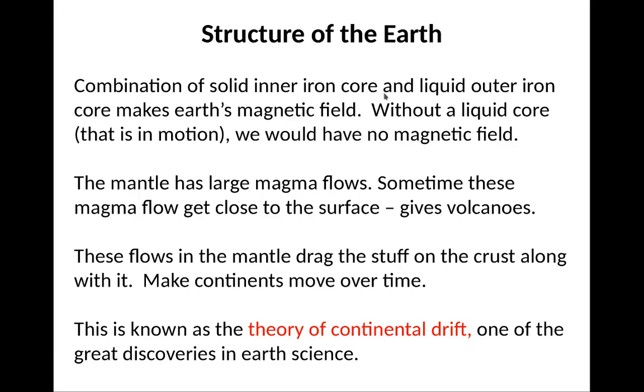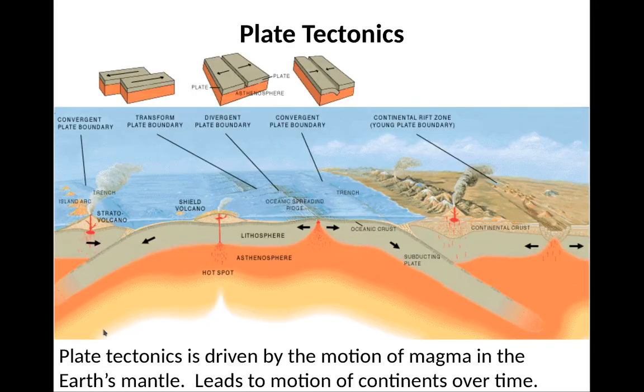So the combination of a solid iron inner core and an outer liquid iron core makes the Earth's magnetic field. Without a liquid core that is in motion, we would not have any magnetic field. The mantle, which is between the core and the crust, has large magma flows. Sometimes these magma flows get close to the surface, which ends up giving volcanoes. These flows in the mantle drag the crust along with them, so it makes continents move over time. This is known as the theory of continental drift, one of the great discoveries in Earth's geosciences.